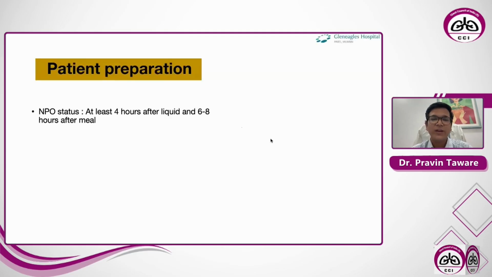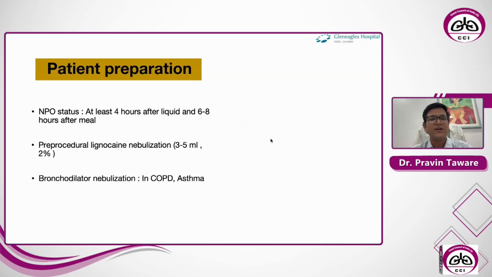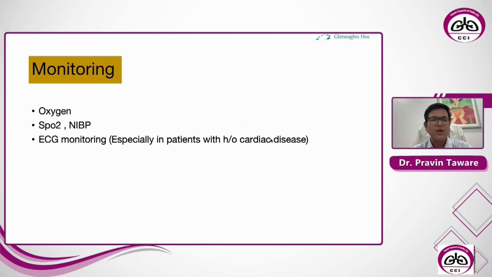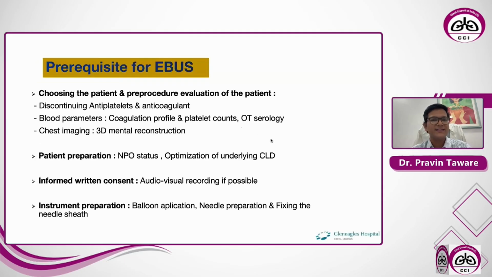Patient preparation is very important along with the equipment preparation. NBM status is important: at least 4 hours after liquids and 6 to 8 hours after a solid meal, you can do the EBUS procedure. Pre-procedural lignocaine nebulization, 3 to 5 ml of 2% lignocaine, you should give at least 10 minutes prior to the procedure, and bronchodilator nebulization if the patient has underlying COPD or asthma. All the monitoring equipment should be ready prior to the procedure itself: attach oxygen, saturation and NIBP monitoring, and ECG monitoring, especially in patients with a history of cardiac disease.